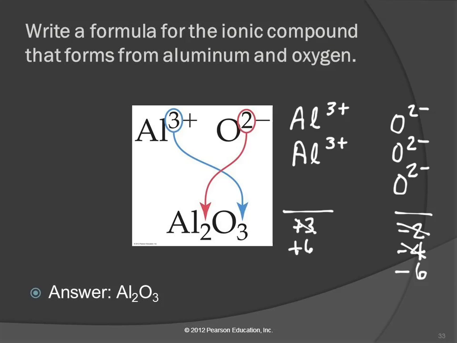Any questions? Yes? Does the crisscross thing always work if we understand the crisscross? The crisscross thing always works provided that you check and make sure that you don't have like, Mg2, no, it wouldn't be Mg, it's Na2Cl2 or something crazy like that. The numbers have to be the lowest ratio. But the crisscross method is great most of the time. Any other questions?